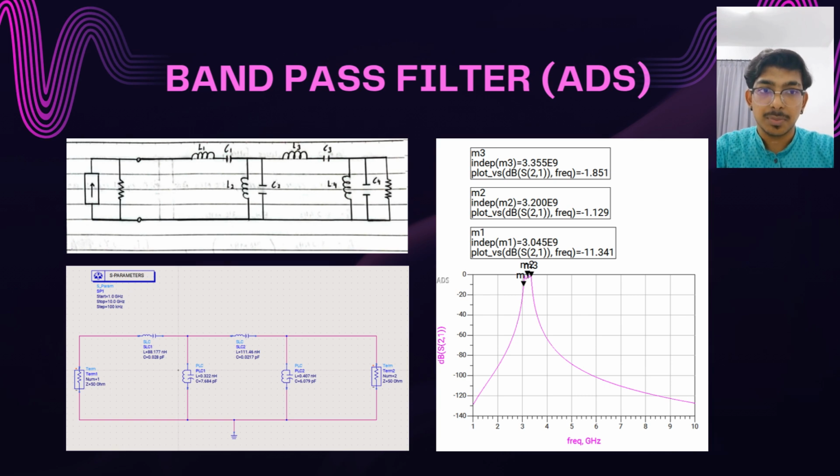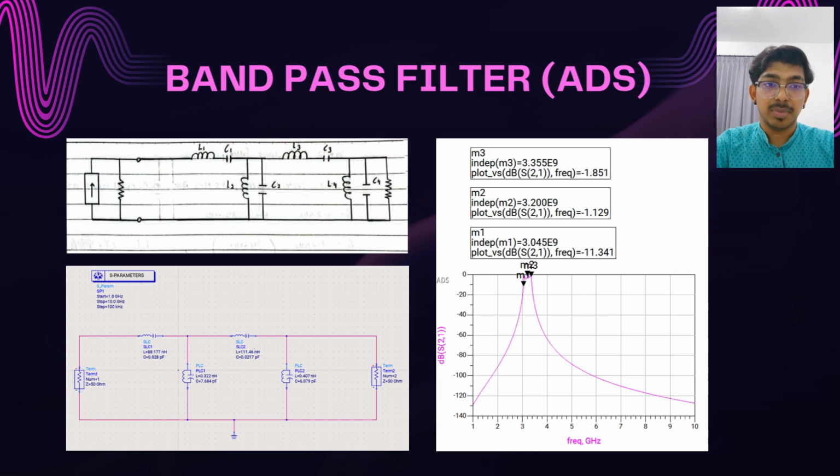In this slide, I would like to present the ADS simulation results for the completed bandpass filter. ADS, which is Advanced Design System, is used to simulate the circuit before fabrication so that the filter performance can be evaluated accurately. From the simulation, we can observe that the filter operates at the design center frequency of 3.2 GHz with the required bandwidth of 310 MHz.